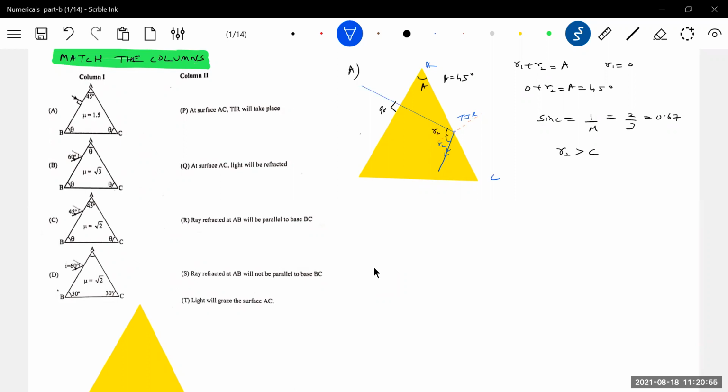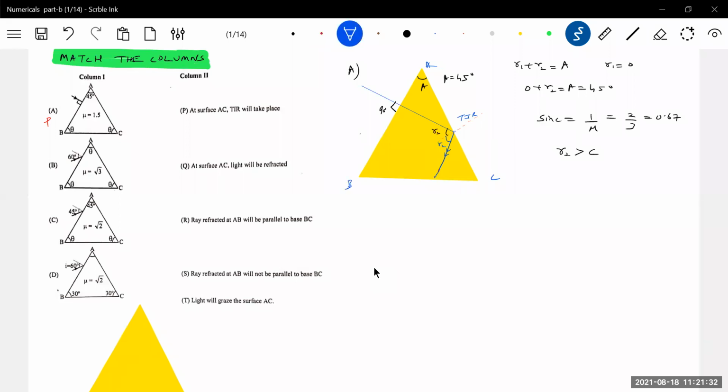Then at surface AC, light will be reflected. Option Q is ruled out. So I'll bring P: the ray refracted at AB will be parallel to the base BC. AC is over. The ray refracted at AB will be parallel to the base. One more option we have to pick up. Afterwards, the ray will come here. Let me continue this.